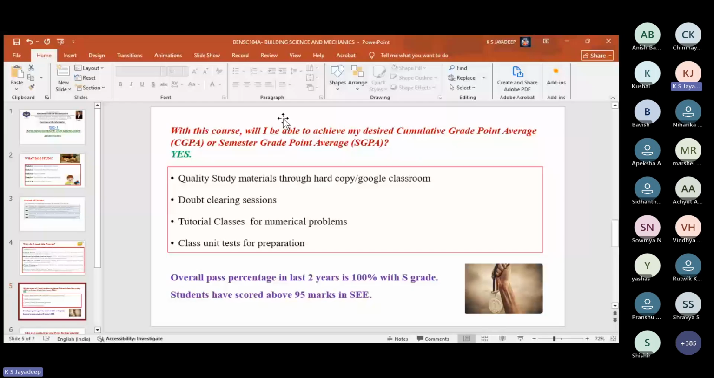Next thing is, what is the overall pass percentage? From the past 2 years, we have got very good results. We have got 100% results in this subject, and students have easily scored 95 marks out of 100. So it is very much a basic course, so you can opt for it.